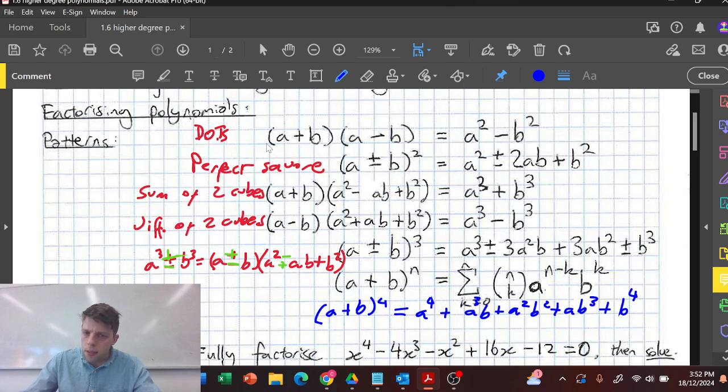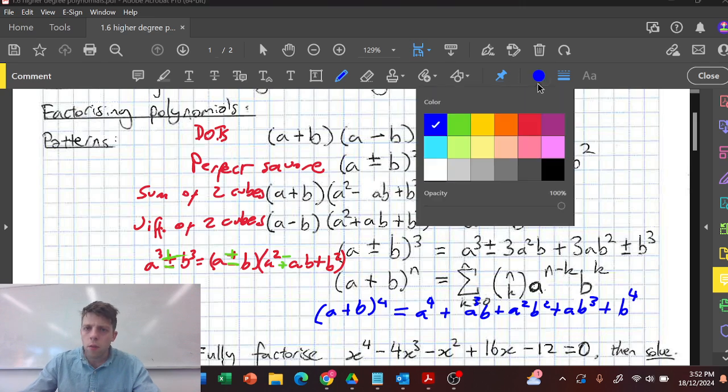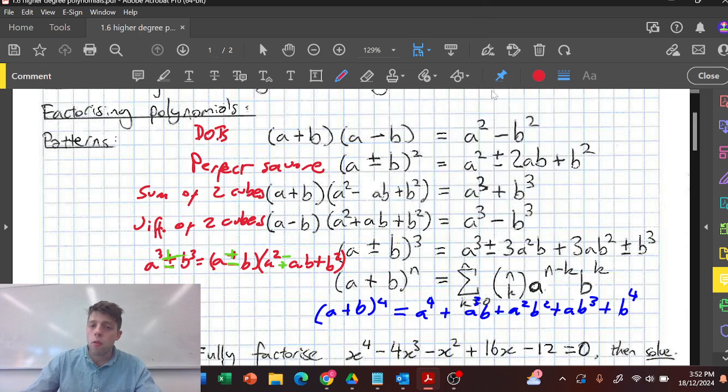Now, what about these numbers at the front? So where did this 3 come from? That 3 is actually coming from combinatorics. This is actually 3 choose 1, I believe. And the way that we can remember this is using Pascal's triangle.